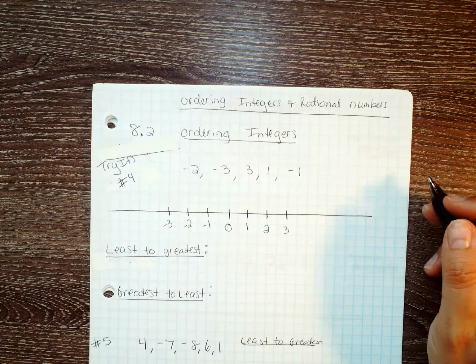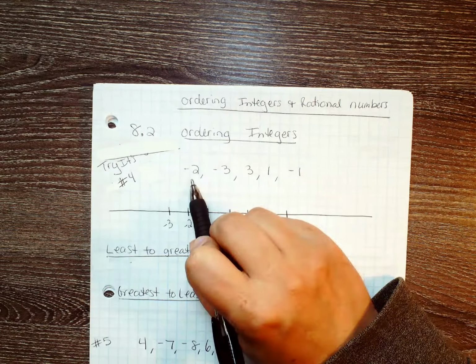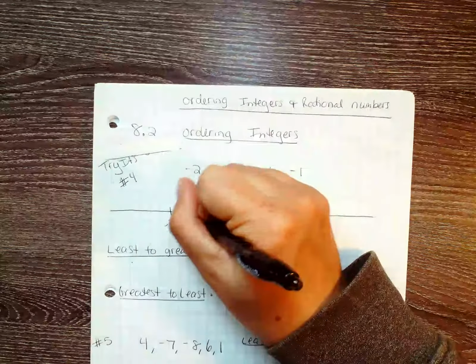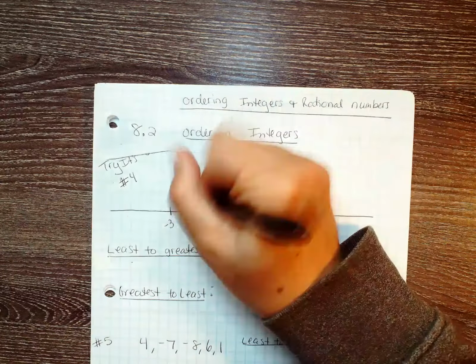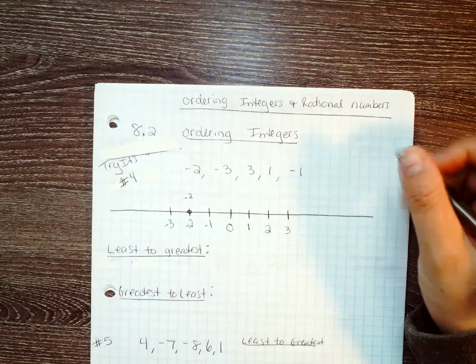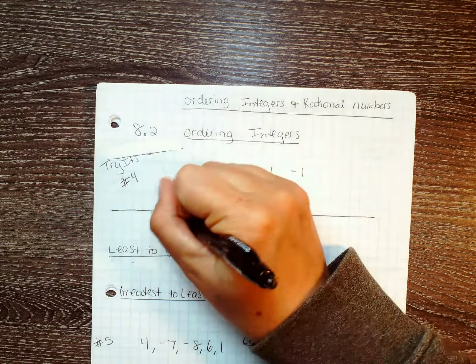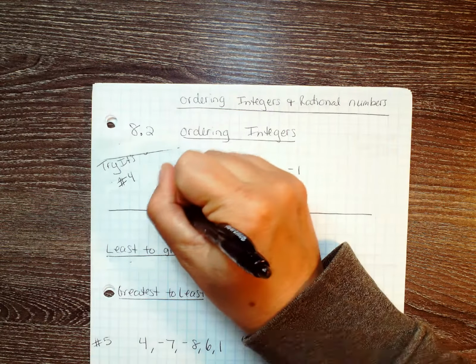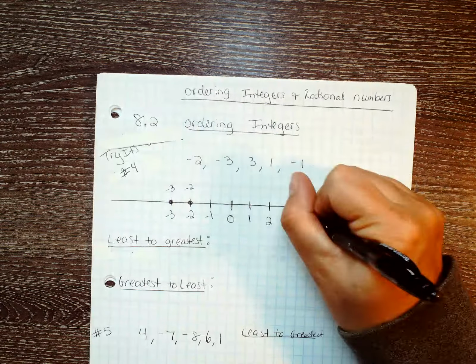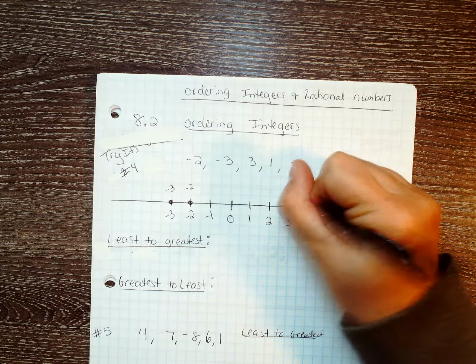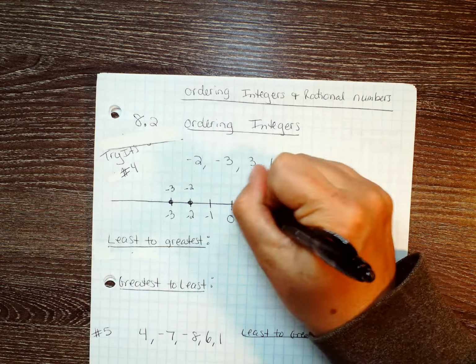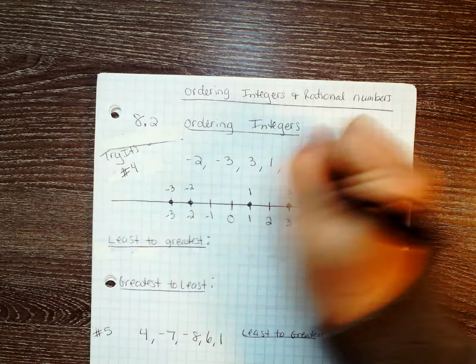Okay, so what we're going to do is we're going to plot. We're going to start from the left. So here's -2. And I'm going to write above here -2, just so I could see everything. -3. So there's -3. +3. +1. And -1.